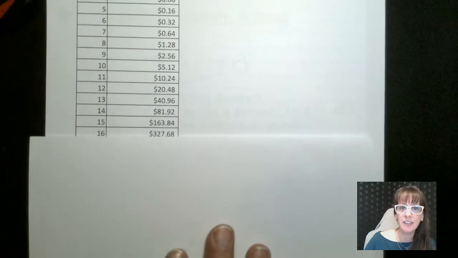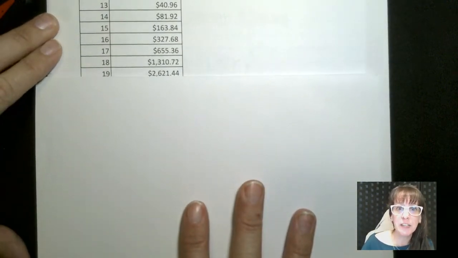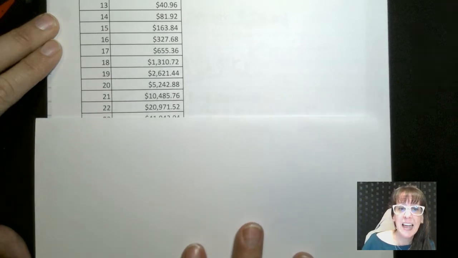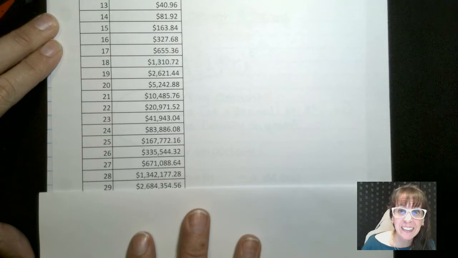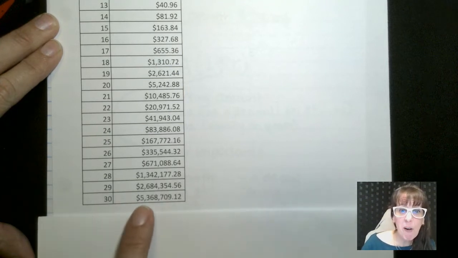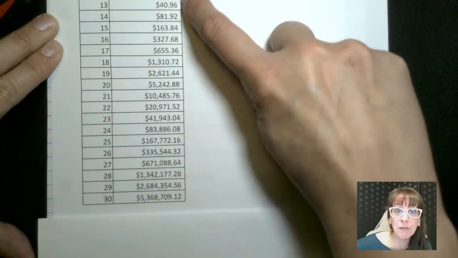Friends, if you did this all the way to 30 days, look how much you're getting on a daily basis. At the end of 30 days, doubling a penny, just doubling a penny, you've got $5.3 million on that last day. And look at this. That doesn't include everything before this.